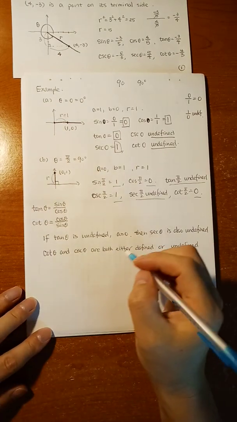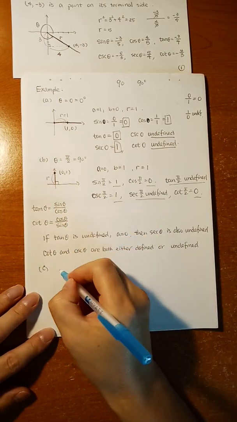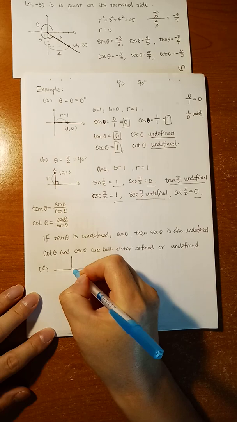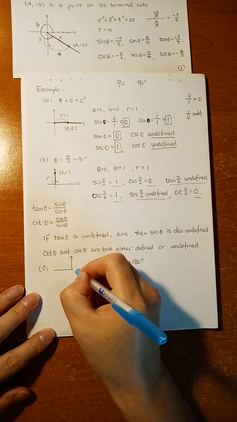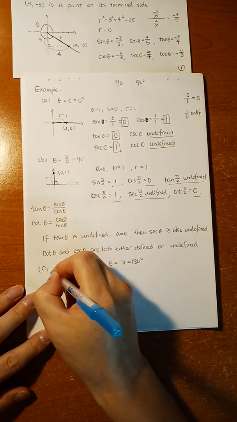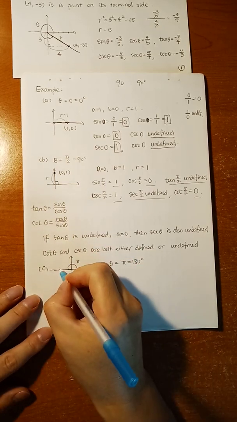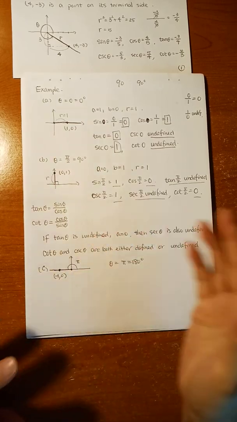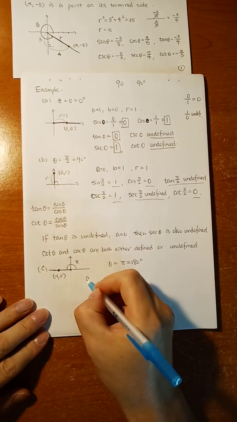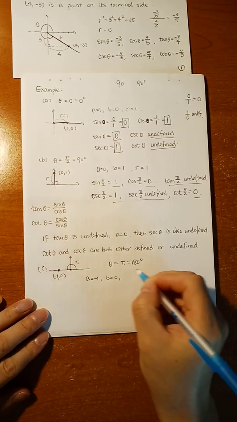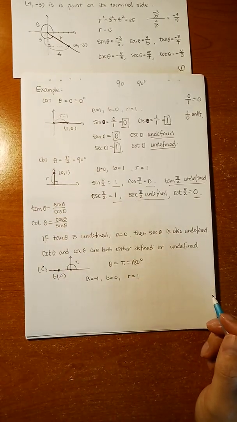Right? And then let's check the other one, C, the straight angle. Theta is pi or 180 degrees. So the terminal side is the negative x-axis. And we pick the point negative 1, 0. We always choose simple numbers. We don't give ourselves trouble. Okay, so we get A equal to negative 1, B is equal to 0, and R is equal to 1. The distance between the point and the origin is equal to 1.